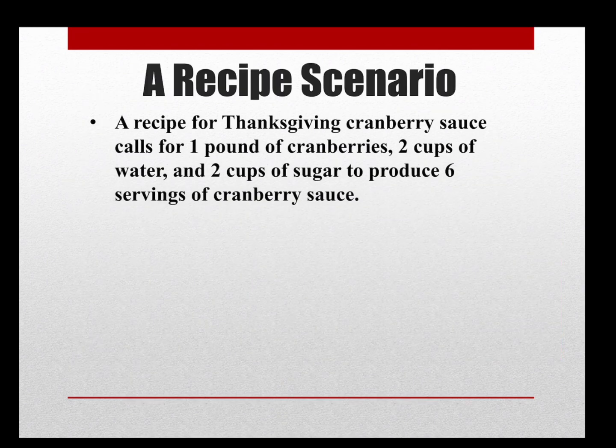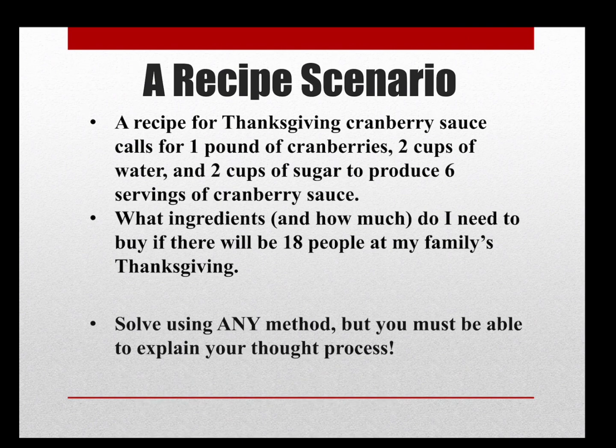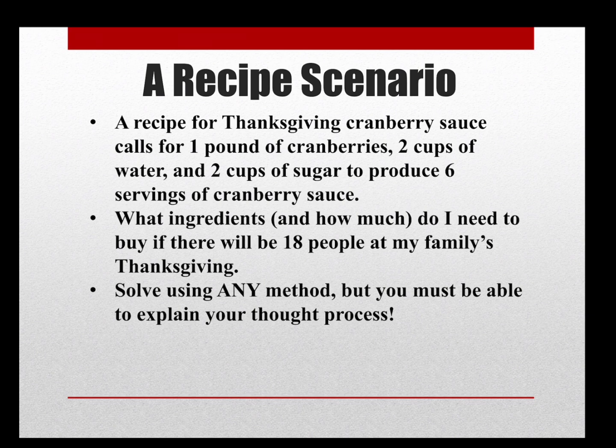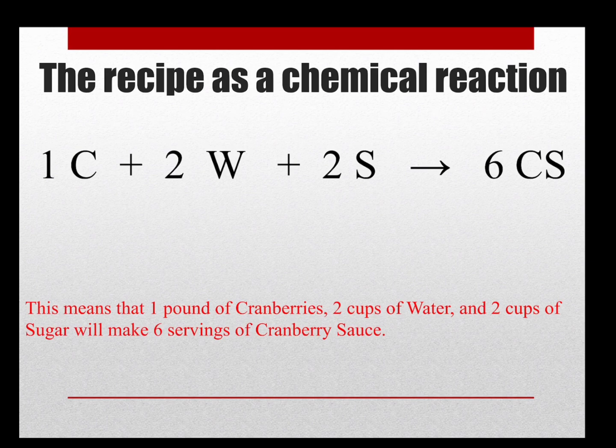So here's a scenario. A recipe for Thanksgiving cranberry sauce calls for 1 pound of cranberries, 2 cups of water, 2 cups of sugar, and that produces 6 servings. What ingredients and how much do I need to buy if there will be 18 people at my family's Thanksgiving? So I would need to figure out how much of each ingredient I need to buy so that I have enough for 18 people. To do this, we can set up proportions.